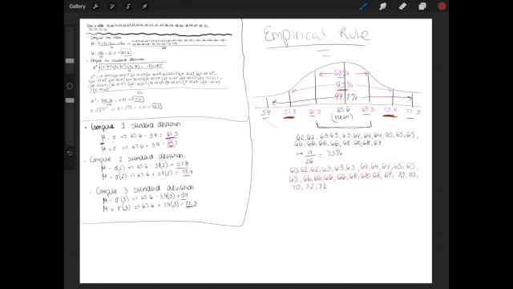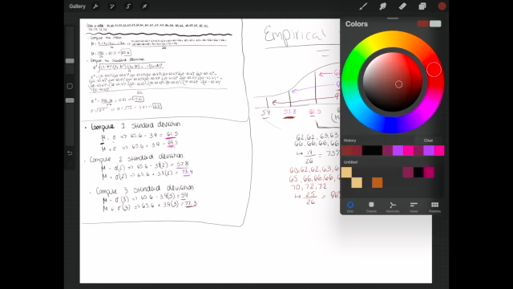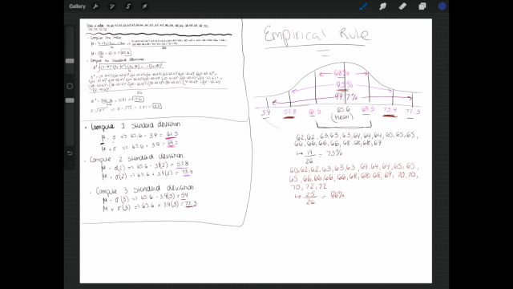Now this is 1, 2, 3, up to 25. Now this is 25 out of 26, which is about 96%. And as you can see, 95 and 96 are very similar again. So now I'm going to pick a different color. We can do blue.